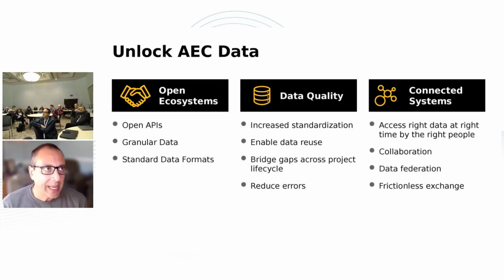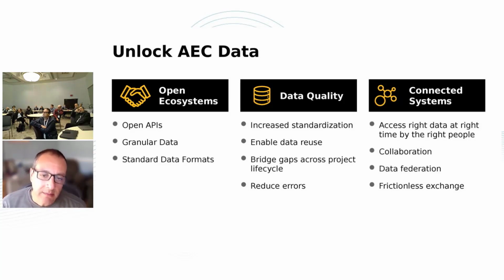So unlocking that data depends on a few different things. Not only is the pattern of ECS and the architectural work important, but it has to be supported through open ecosystems, open APIs, standard formats, and that sort of thing. The data quality aspect is something that I think is important to keep in mind as we go forward. By increasing that standardization, we want to make sure that the data is of high quality. Being able to attach data of any kind to anything is powerful, but we also want to make sure it is consistent.